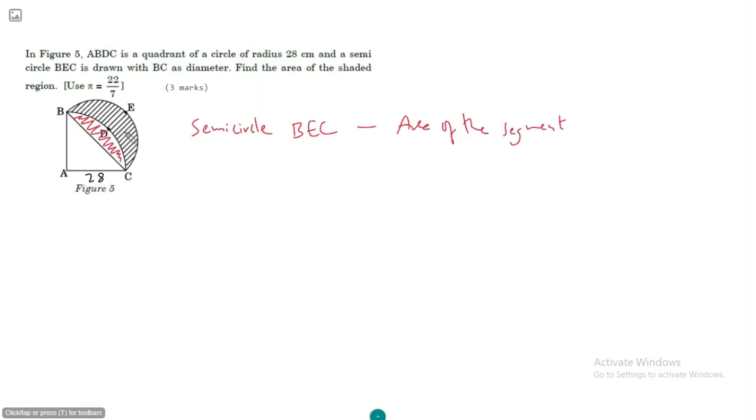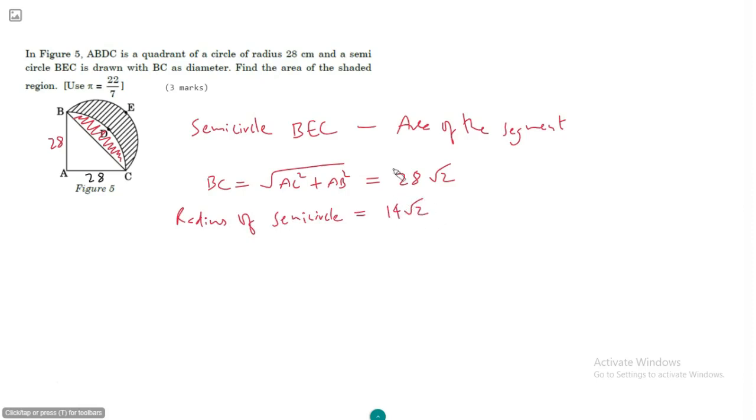Now ABDC is a quadrant, right? So this is also 28 because both are radii. Then you can find BC. BC is going to be root of AC square plus AB square. So if you do the math, you'll get 28 root 2, right? So 28 root 2 is the diameter of the semicircle. So radius of the semicircle will be 14 root 2, half of the diameter. Now let's keep that aside and find the area of the segment.